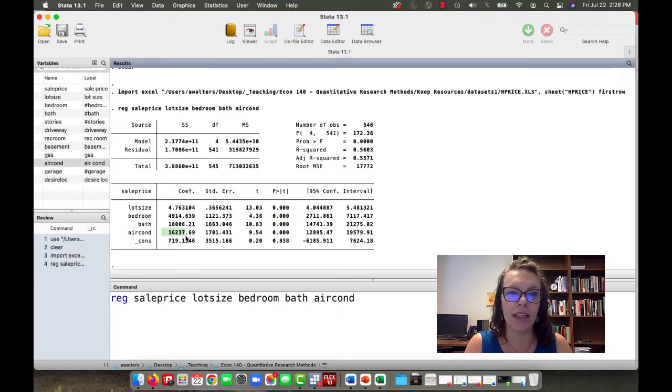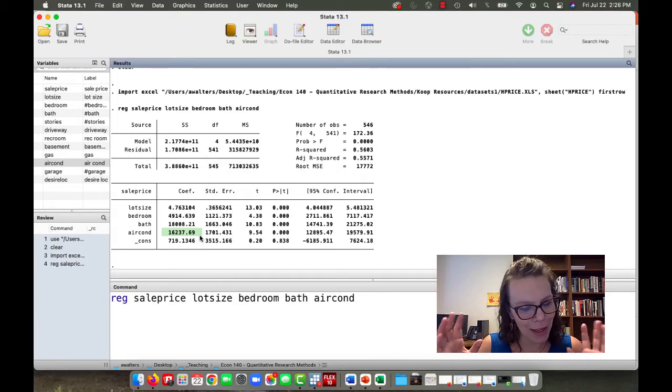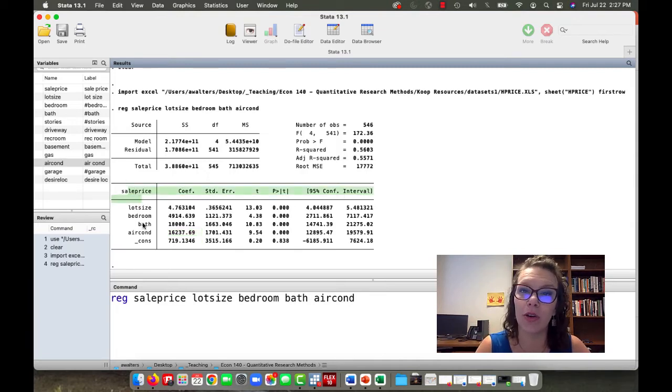Here's the last one, air conditioner. That's a binary, right? That's a dummy variable. You don't have a number of air conditioning units. You either have central air or you don't. In Sacramento County, it's a really big deal to have central air. So having air conditioning is going to tend to increase, again, Y, our sale price, by $16,237.69. If you take that air conditioner away, you're going to tend to reduce sale price by $16,238, give or take. Hopefully that makes sense. So that's how we would interpret our coefficients and their statistical significance.